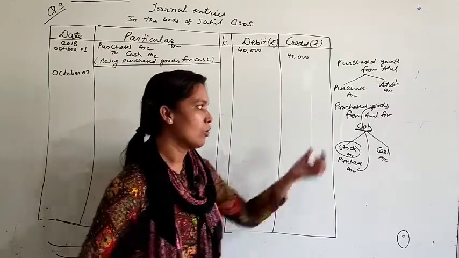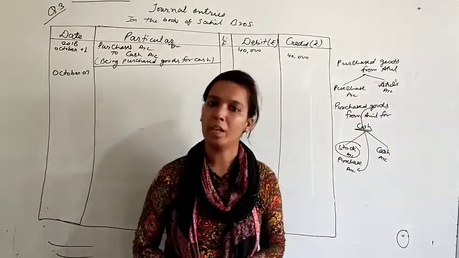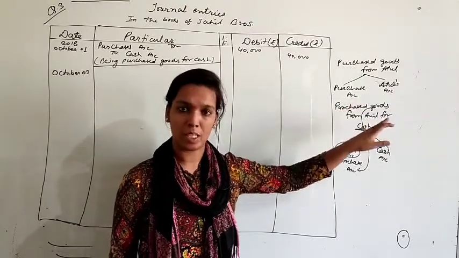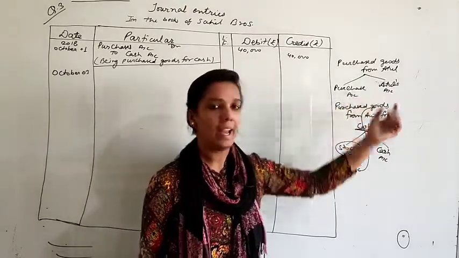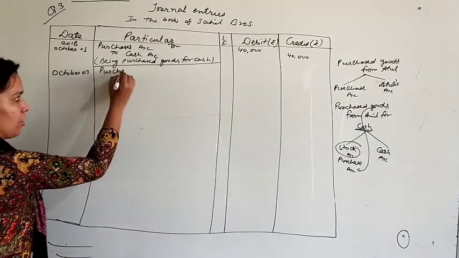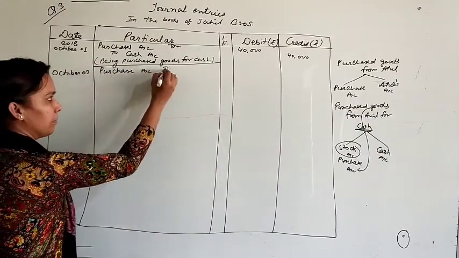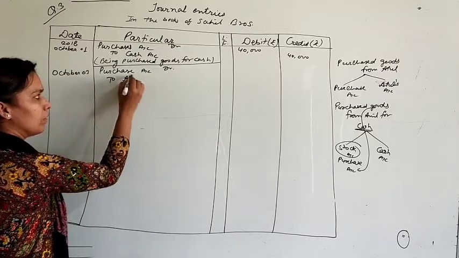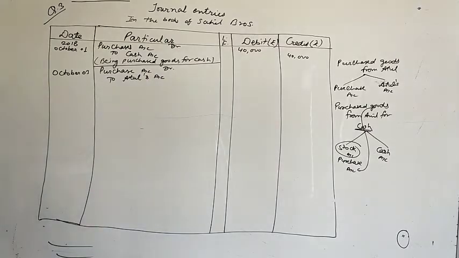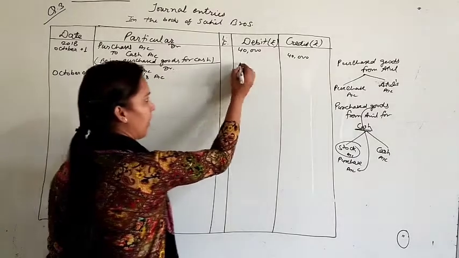Clear? Now check which account will be debited and which will be credited. Same as before, the purchase account is an expense, so debit all expenses. The purchase account will be debited, and to Atul's account. So the entry in this condition will be purchase account debit, to Atul's account. Clear? Amount 75,000.